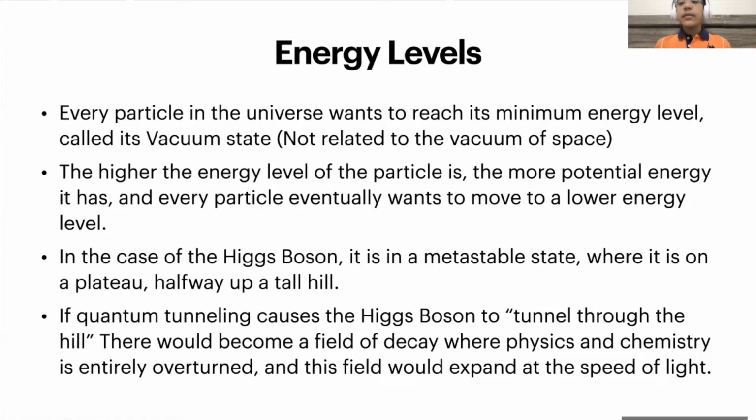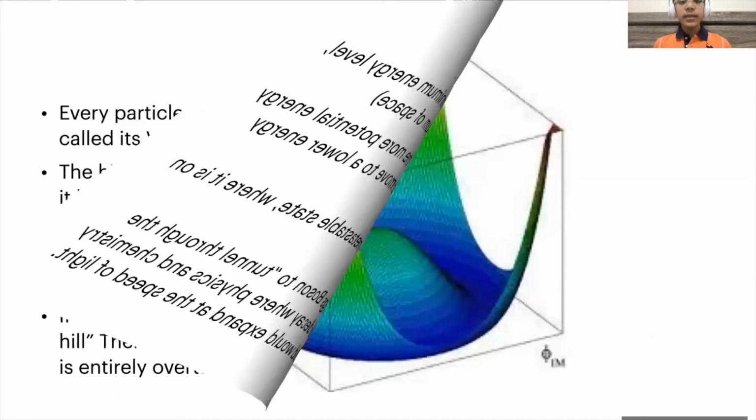Quantum tunneling at any given time at any given place in the universe could cause the Higgs boson to tunnel through the hill. Wherever this happens, there would start a field of decay where physics and chemistry are entirely overturned, and this field would expand at the speed of light, making it one of the most efficient ways to destroy the universe. However, before you start getting nightmares, this is all just physics right now. We're not sure if this is true and whether it could actually happen.